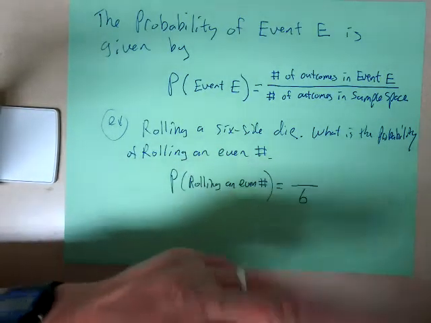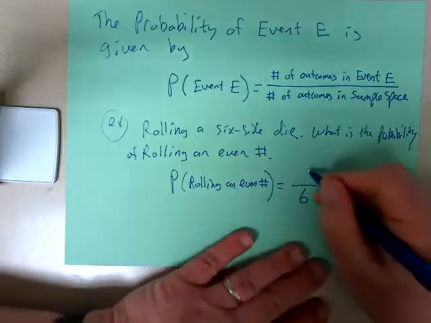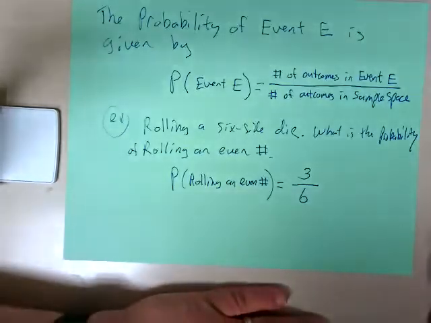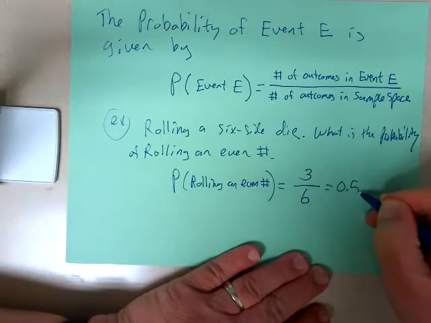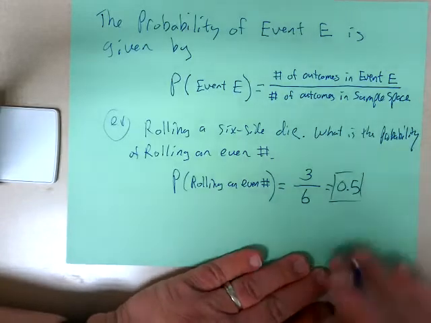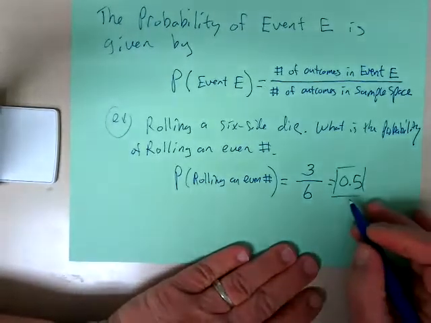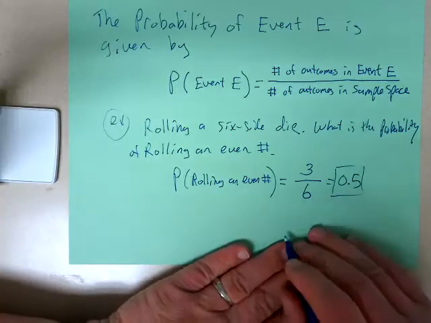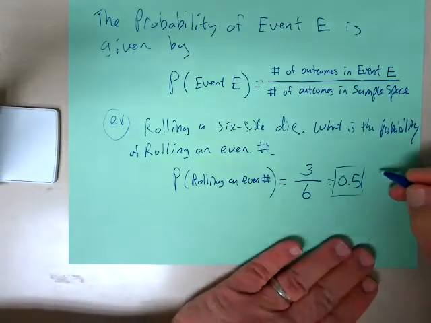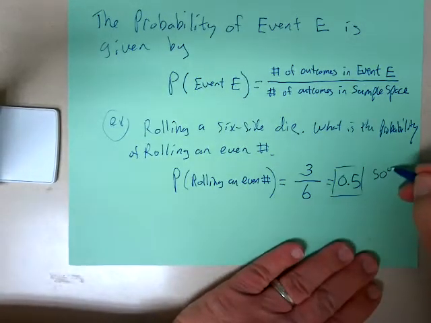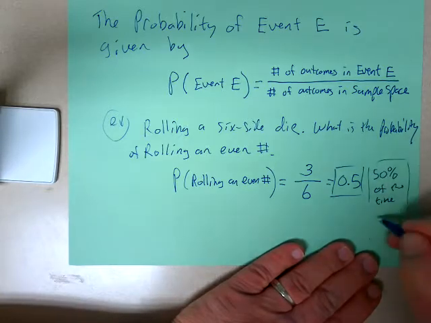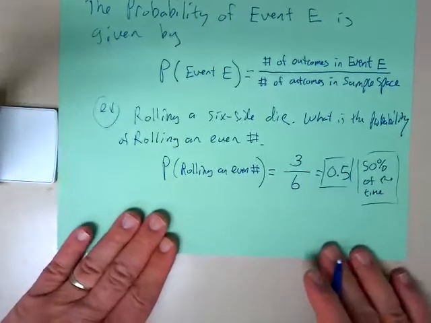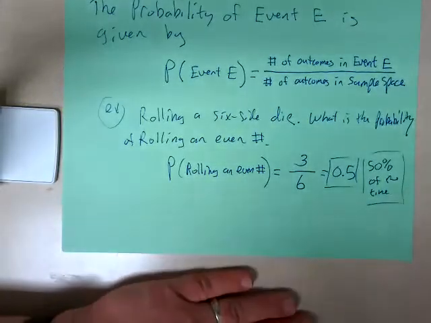And then I think, well, 2, 4, and 6. So there's 3. 3 of those outcomes are even. So 3 over 6, and that would be the probability, 0.5. And so what is the probability of rolling an even number? It would be 0.5. Okay? And sometimes they think of these as percentages. So sometimes people might say 50% of the time. So 50% of the time you're going to roll an even number. Half of the games you play, you're expected to win.